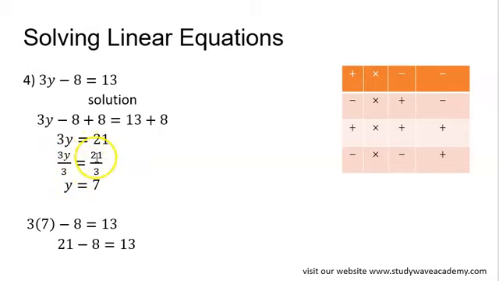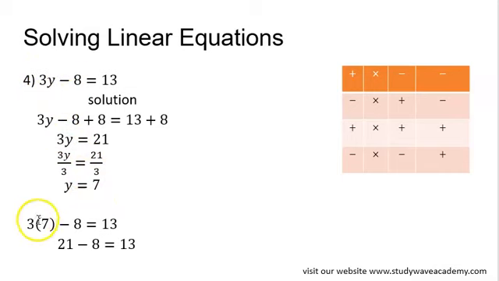Can 3 cancel 21? Yes, if 3 cancels 21, our answer will be what? 7. When you divide 21 by 3, you have 7. Okay, 3 times 7 is what? 21. 7 times 3 is what? 21. Okay, we understood that, right? Now we have our variable, the answer. The answer is 7. So we try to input it into our question to see if our answer is correct.